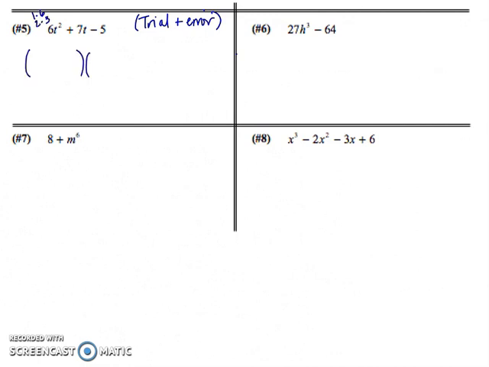So if we know that this is going to factor into two binomials, our options are either 1t times 6t, or 2t times 3t, right? And then we look at our constant term.